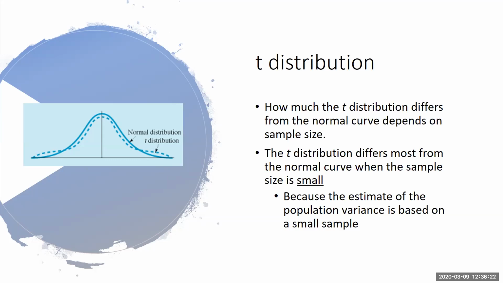So if you think about the Z table that I gave you, remember I had the areas under the curve for every Z score. We would have to have that for every T score, but a new page for every possible sample size because the shape of the distribution changes for each sample size.